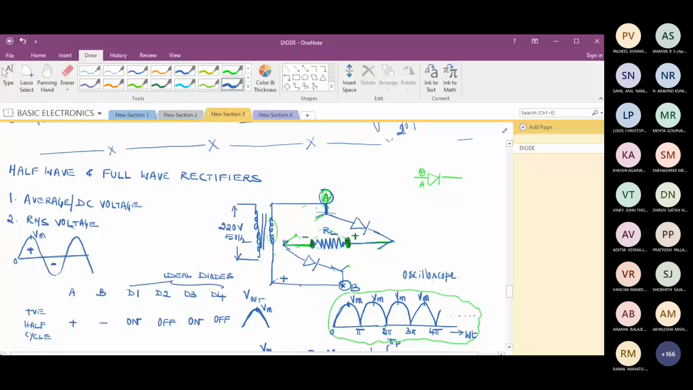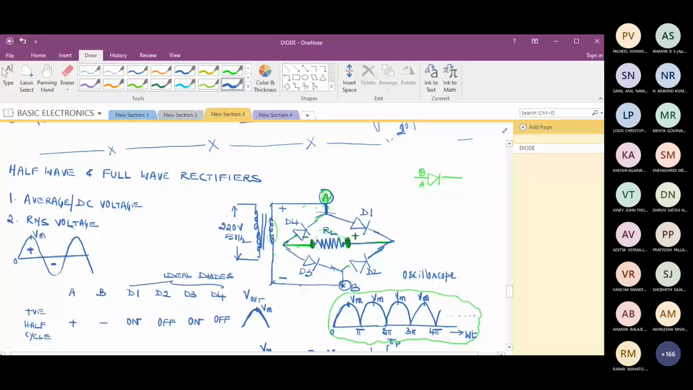Now, what is the condition during positive half cycle? Terminal A is positive with respect to B. All agree with this? Yes, sir. Positive with respect to B means diode D1, will it conduct? Diode D1 will conduct. Diode D3 will conduct. D2 will be off. D3 will conduct and D4 will be off. Yes or no? Yes, sir.